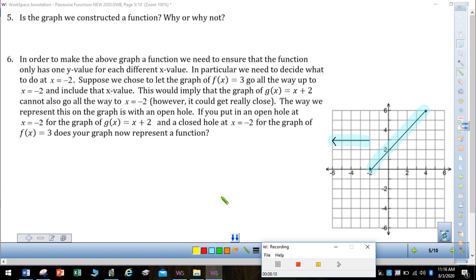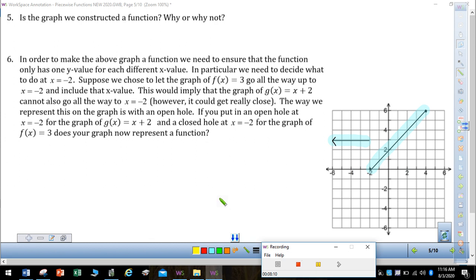So in order to make this graph a function, we need to ensure that the function has only one y value for each different x value. In particular, we need to figure out what to do when x is -2. So here's an idea. Suppose we chose to let the graph of f of x equals 3 go all the way up to x equals -2 and include that x value.